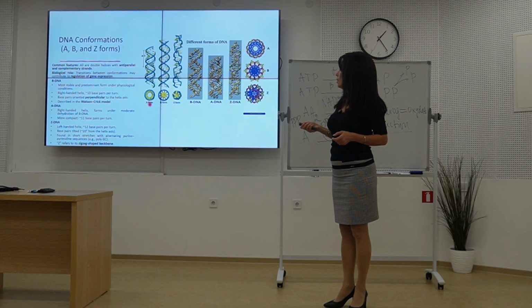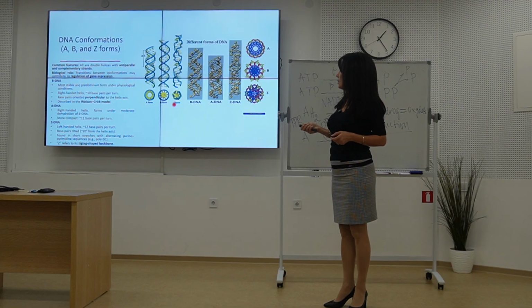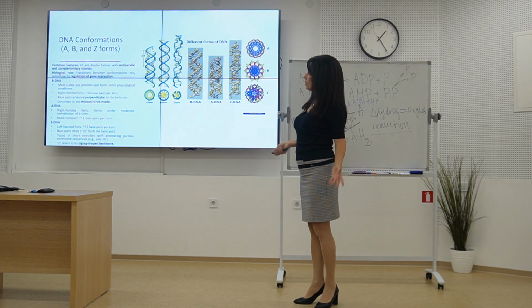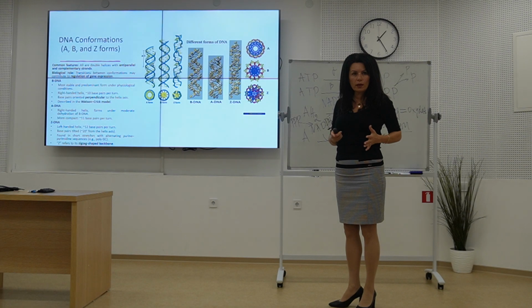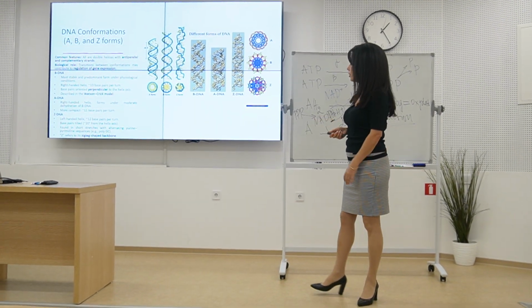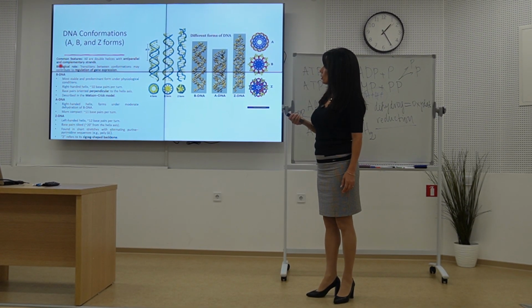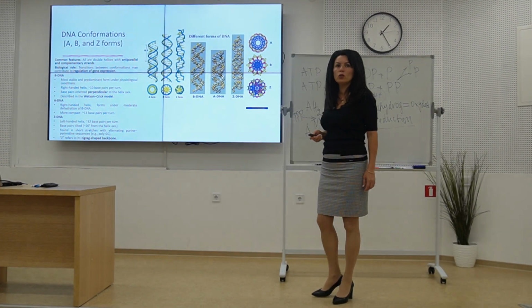A DNA, this one, is again right-handed, but with 11 base pairs per turn. And this one, Z form, is left-handed with 12 base pairs per turn. It also has a so-called zigzag-shaped backbone. What is common between all these double helices is that the chains are anti-parallel and complementary. And what is the biological role? Transitions between conformations may contribute to regulation of gene expression.